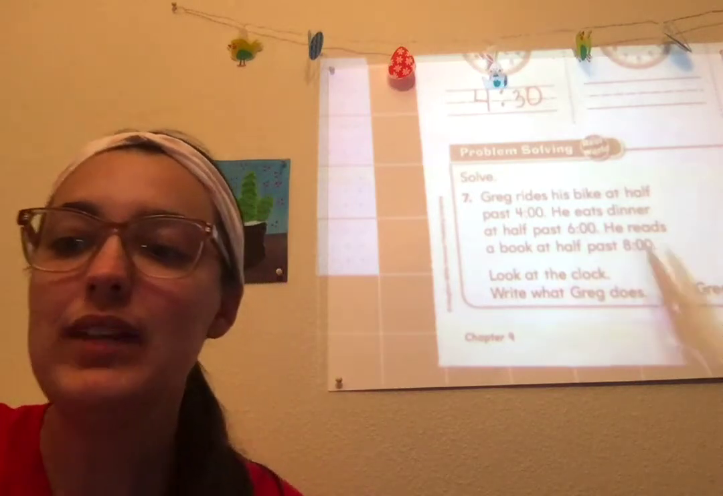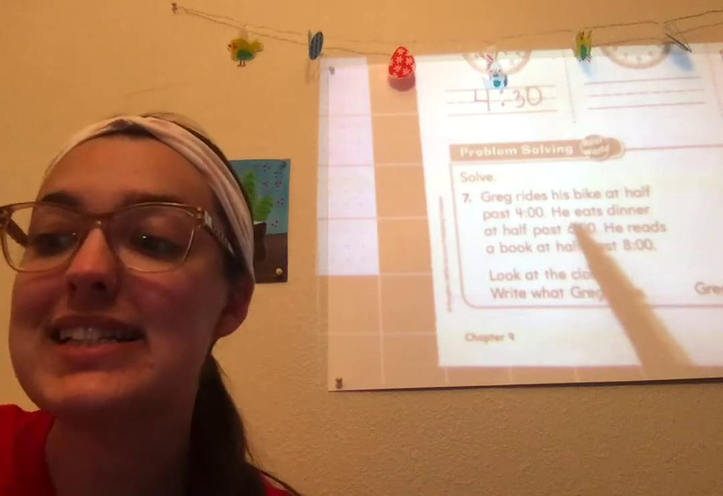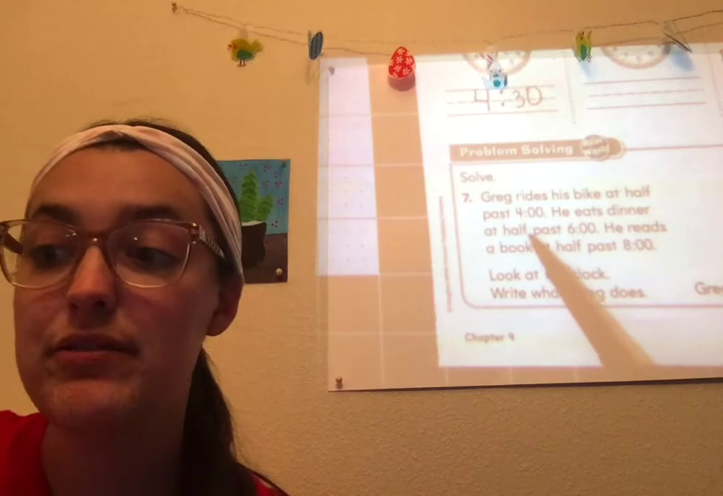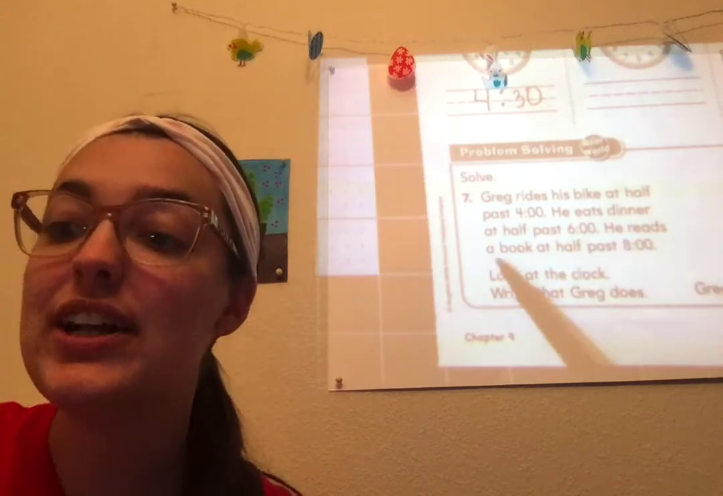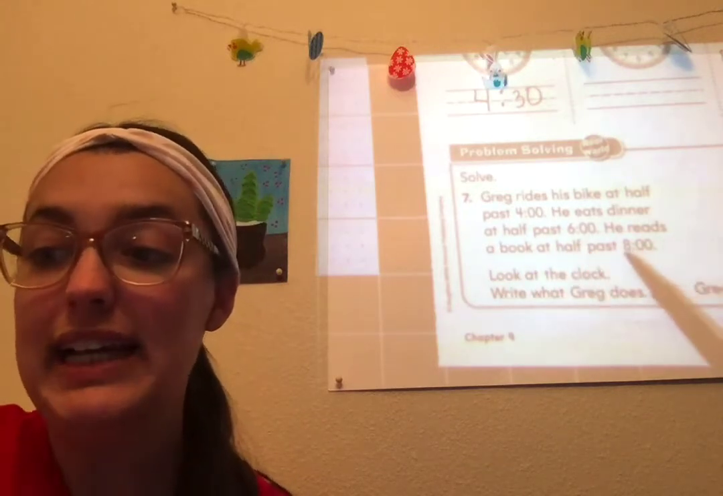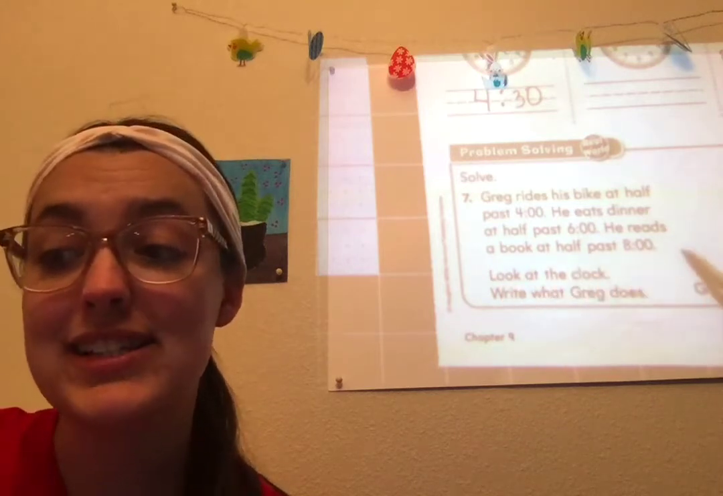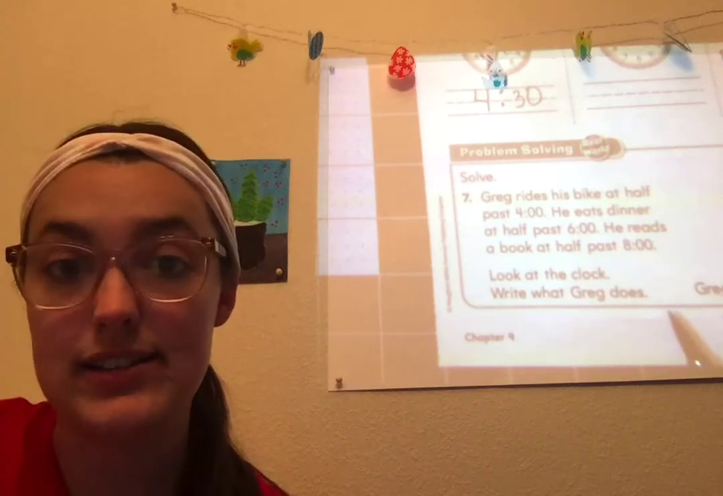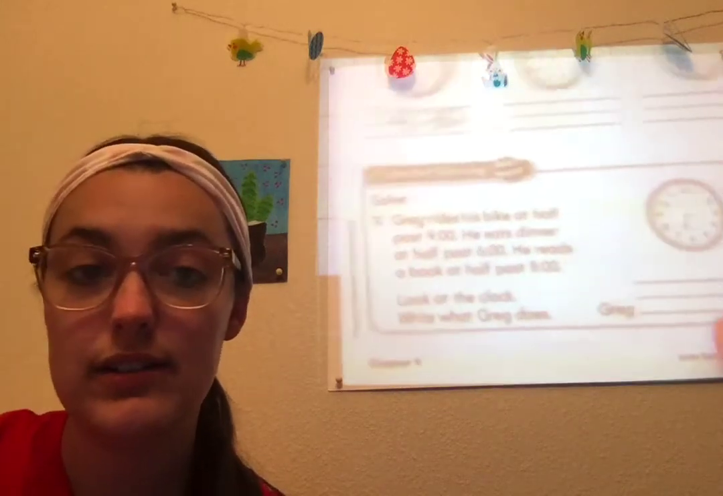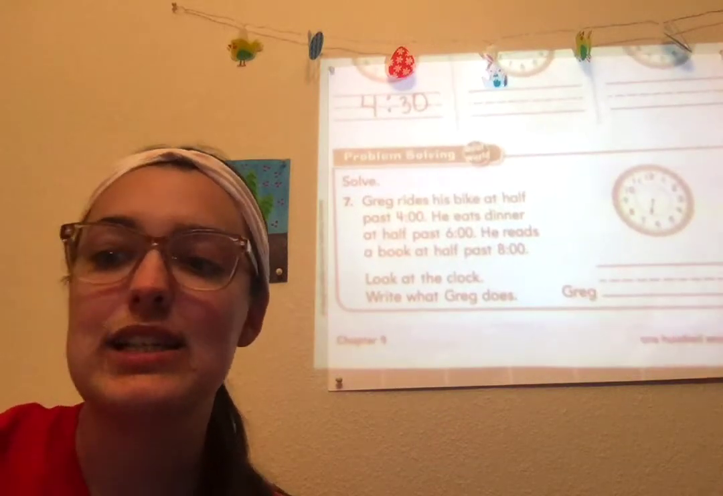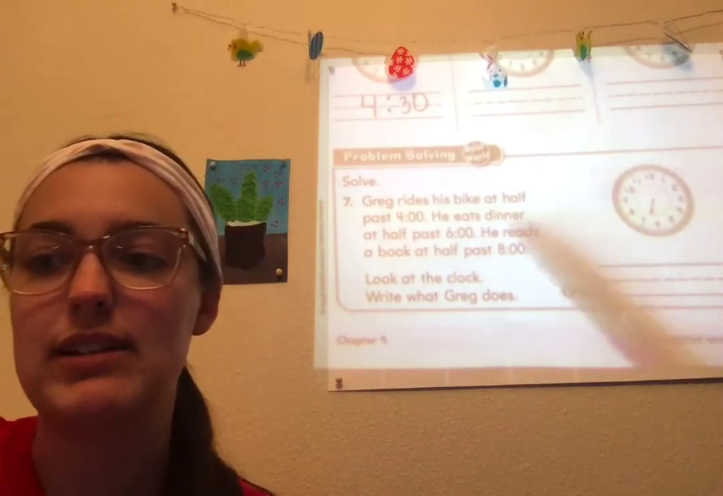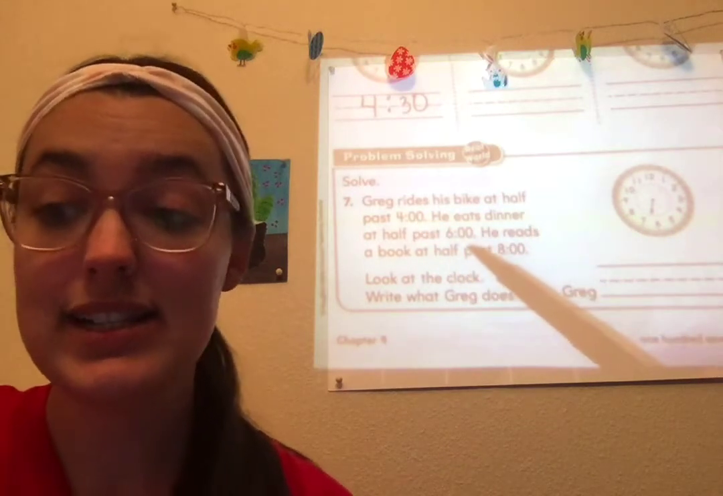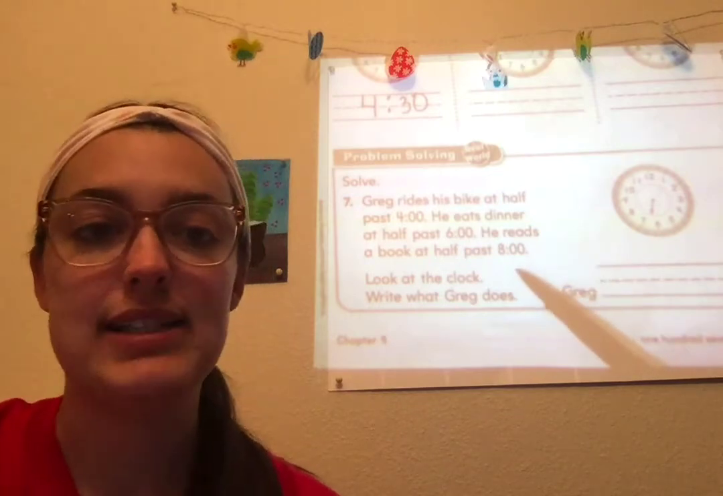Okay, number 7 says that Greg rides his bike at half past 4 o'clock. He eats dinner at half past 6 o'clock. He reads a book at half past 8 o'clock. Look at the clock and write what Greg does. So that means we're going to look at our clock, see what time it is, and see which of these activities he must be doing. Is he riding his bike because it's half past 4? Is he eating dinner because it's half past 6? Or is he reading a book because it's half past 8?